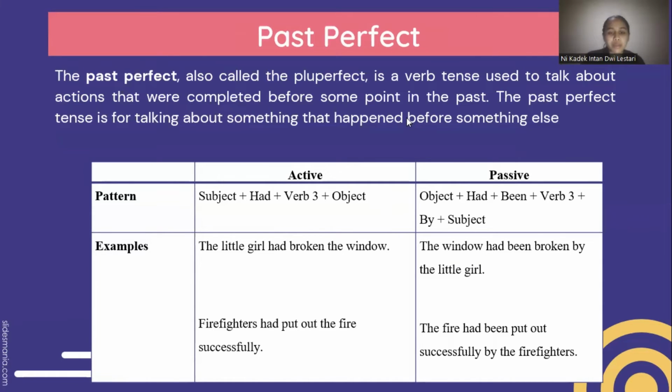For the patterns, the first one is the active pattern: subject plus had plus verb 3 plus object. And for the passive, the pattern is object plus had plus been plus verb 3 plus by plus subject. For the examples: The little girl had broken the window. The window had been broken by the little girl.